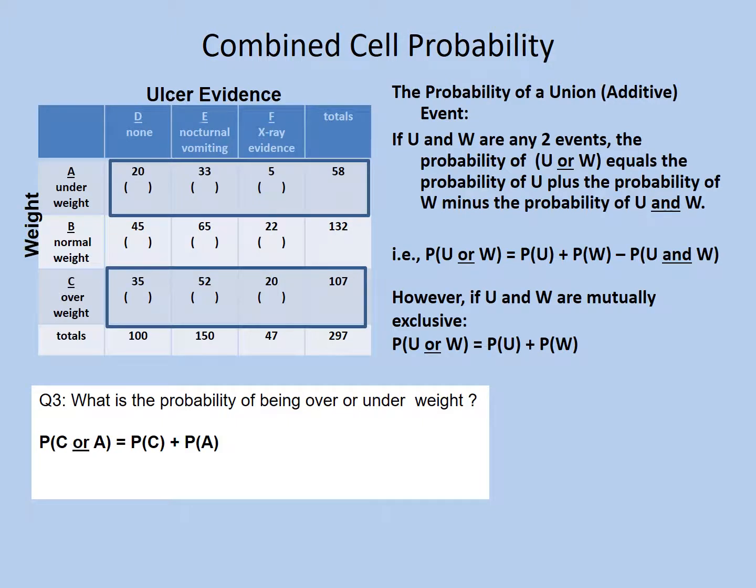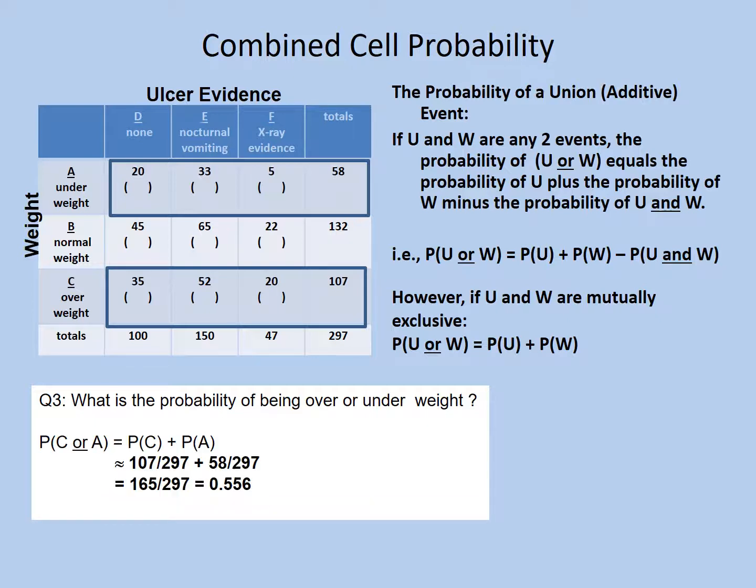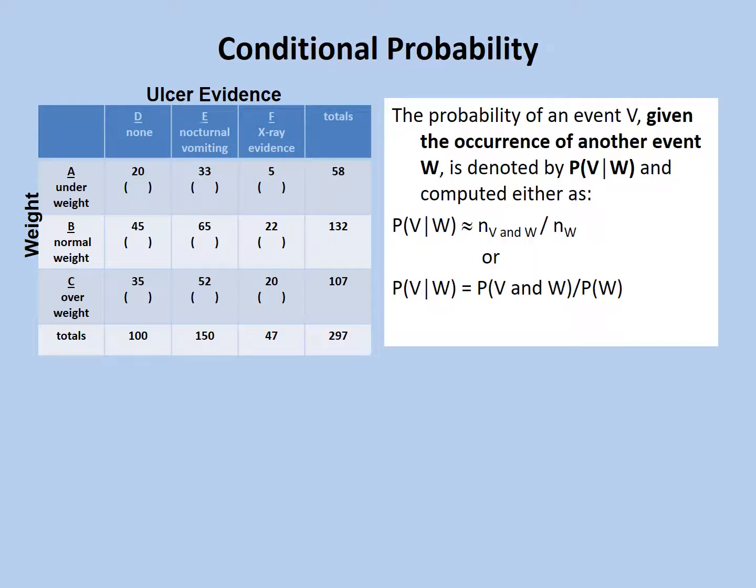For our third question, what is the probability of being over or underweight? Here we are talking about the mutually exclusive events C and A. So the probability we seek is P of C or A, which is equal to the sum P of C plus P of A. P of C is 107 divided by 297. P of A is 58 over 297. Combining this, we get 165 over 297, which turns out to be 0.556.